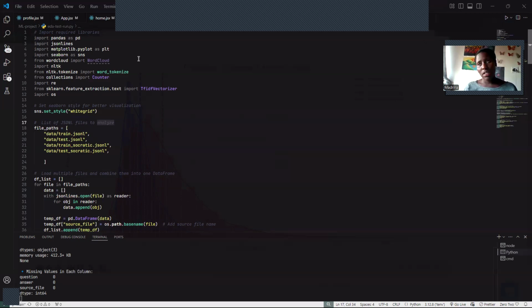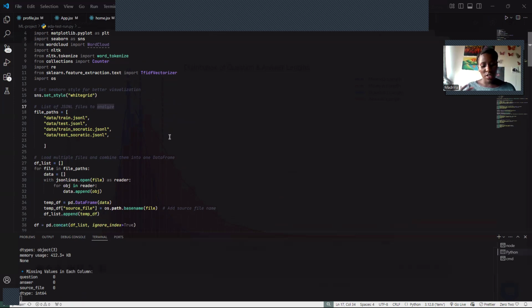Then we also import WordCloud, which generates word clouds from text data. We also import NLTK, which is the Natural Language Toolkit for text processing. We also import re, which is regular expressions for text pattern matching. And then we also import the TF-IDF vectorizer, a feature extraction technique for text data.